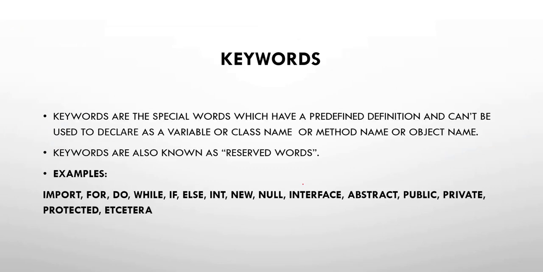Coming to the keywords. Keywords are special words which have a predefined definition, and because these are special words, also known as reserved words, these words cannot be used to declare a variable or a class name or method name or object name. For example, keywords are like import, for, do, while, if, else, int, float, double, new, null, interface, abstract. There is a long list of keywords that have a predefined or built-in definition. This session is helpful to you all.